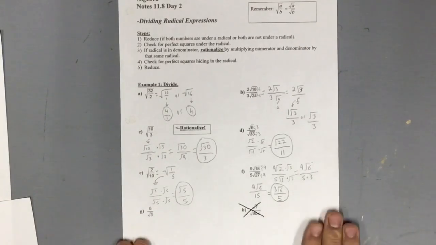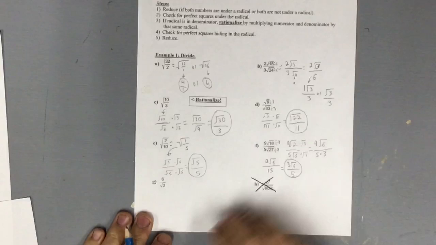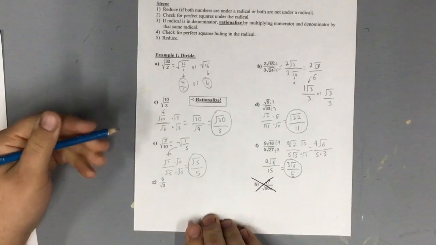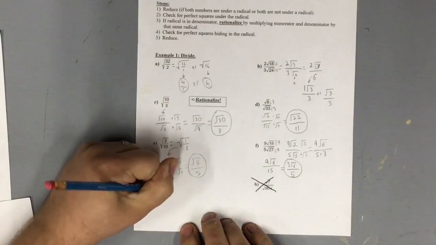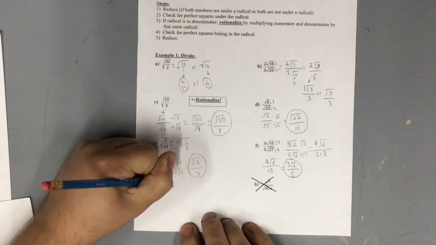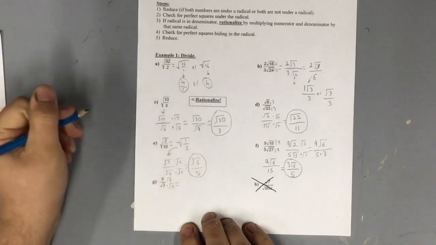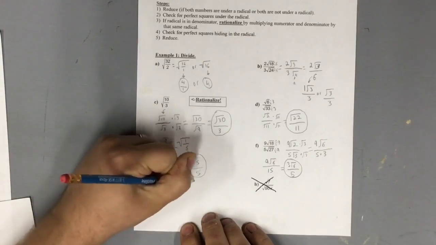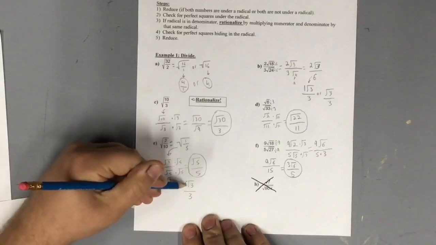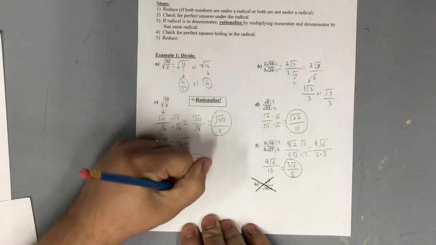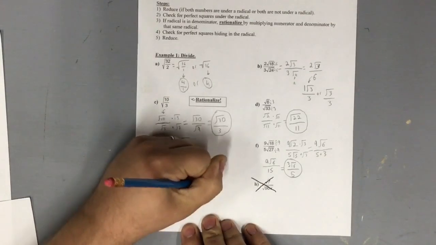Last problem. I don't want to have a radical in the denominator, so all I want to do is multiply both of these by the radical 3. Like this. When I do that, I get 6 radical 3 over 3. I can simplify this 6 and this 3 and get whole number 2 radical 3.